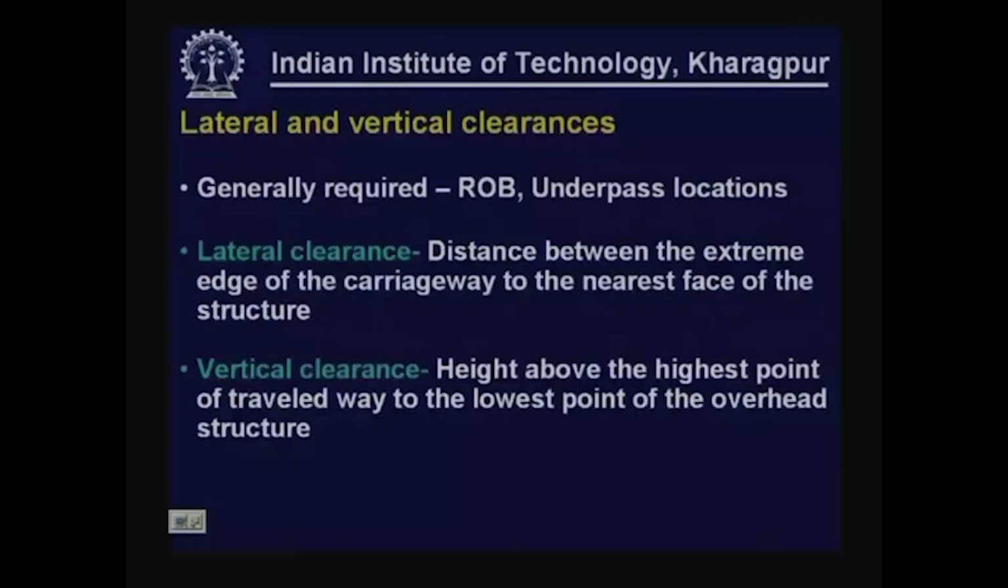Then lateral and vertical clearances. These are generally required at places where there is ROB or underpass locations. Often maybe a railway line or the railway track is there and a road is crossing it at different grade, maybe below the railway track. So, in those cases it is necessary to ensure adequate lateral clearance as well as vertical clearance.